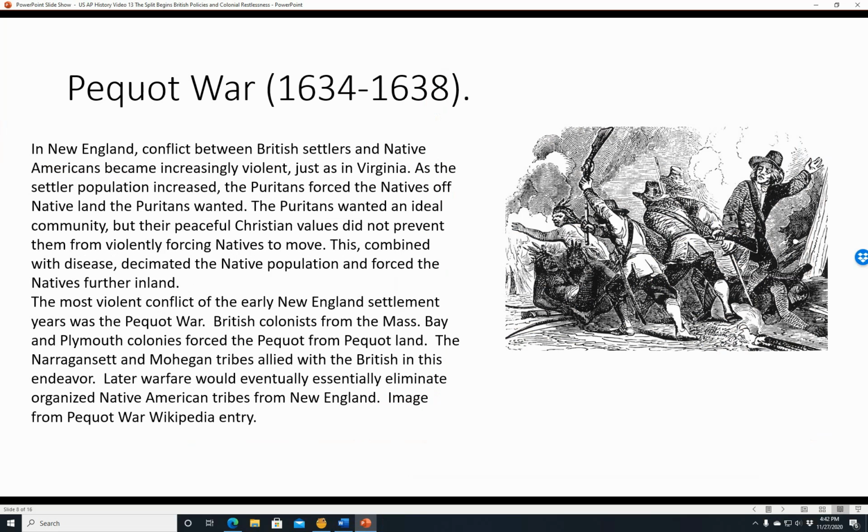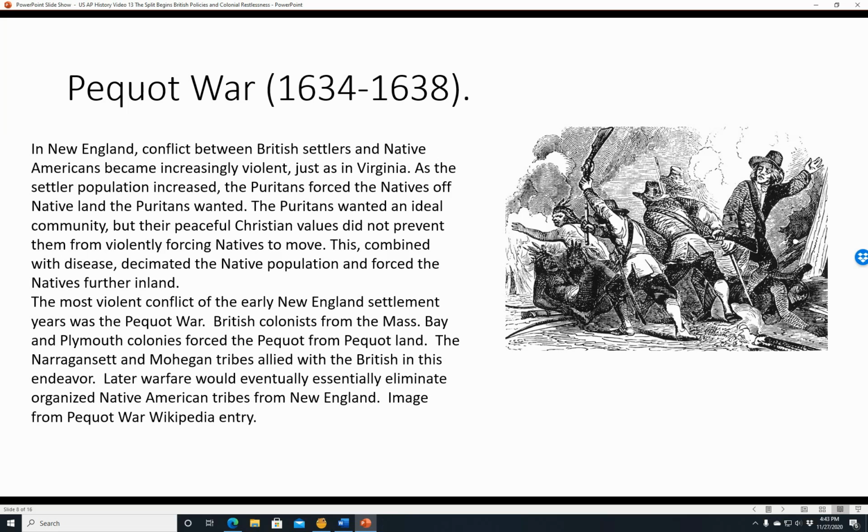In New England, conflict between British settlers and Native Americans became increasingly violent, just as in Virginia. As the settler population increased, the Puritans forced the natives off native land the Puritans wanted. The Puritans wanted an ideal community, but their peaceful Christian values did not prevent them from violently forcing natives to move. A little hypocrisy there. This, combined with disease, decimated the native population and forced the natives further inland. The most violent conflict of early New England settlement years was the Pequot War.